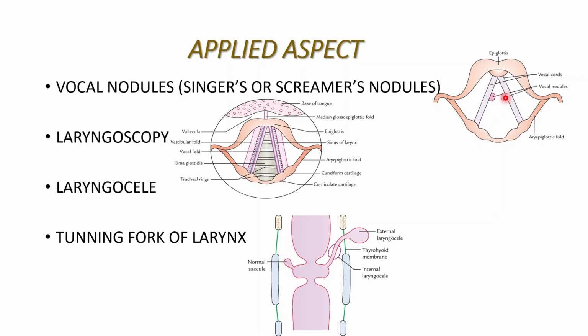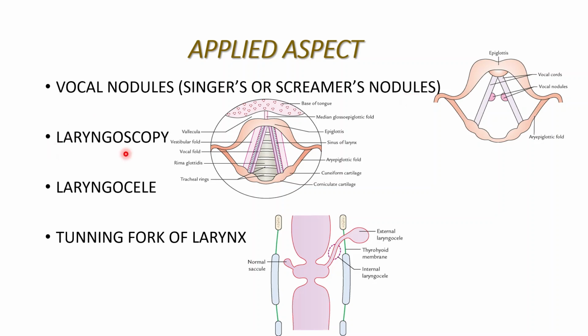This condition, the inflammatory nodules, which is known as the vocal nodule, is also called the singer's nodule or the screamer's nodule. The size of this nodule varies from the pinhead size to that of the pea size, and initially it is reddish and soft in texture. Later on, the nodules turn white and grayish.